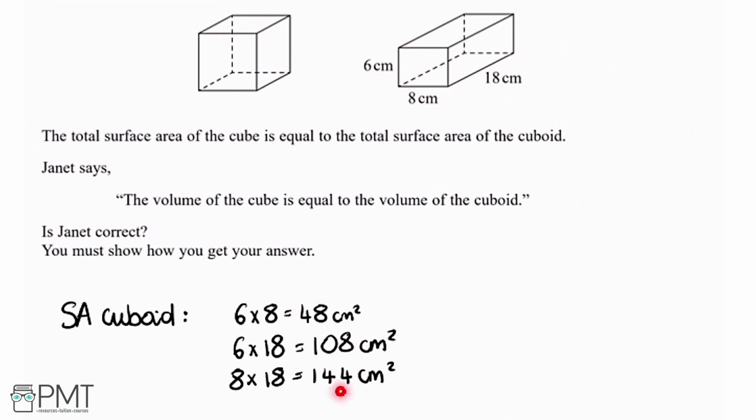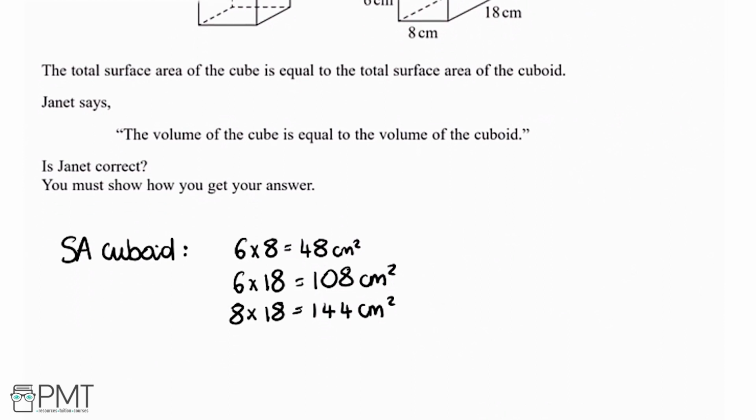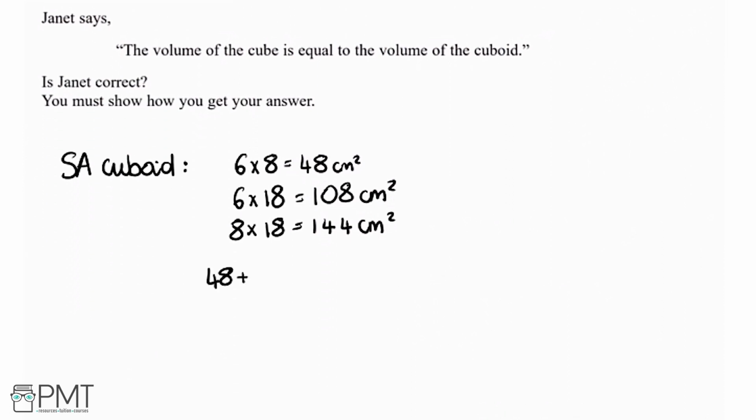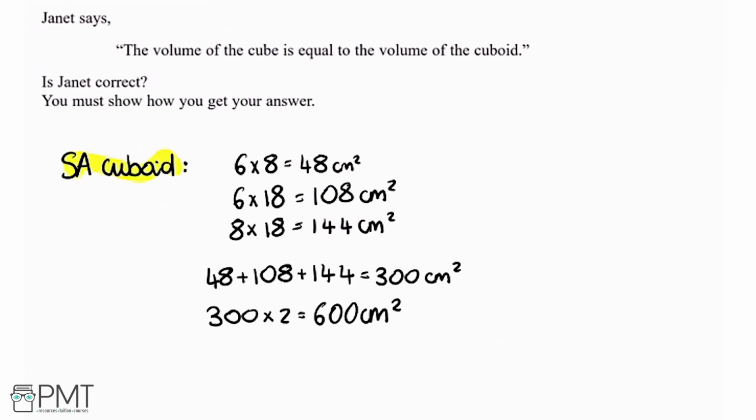So what I'm going to do is add these up and multiply it by 2, and we get the total surface area. So we're going to have 48 plus 108 plus 144, which gives us 300 centimetres squared. And if we do 300 and multiply that by 2, so we're taking account of all of the 6 sides, that gives us 600 centimetres squared. So the surface area of the cuboid is 600 centimetres squared.